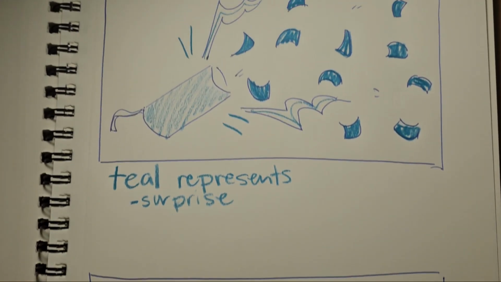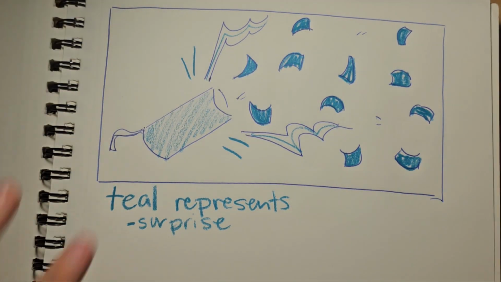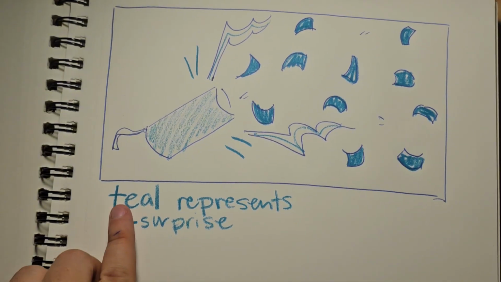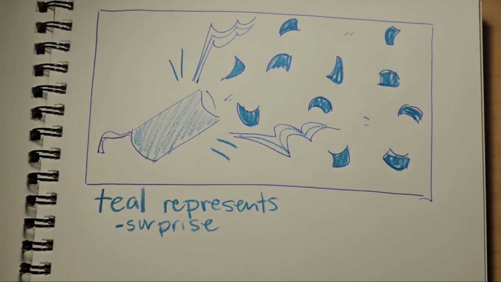But when you're all done, you should have 2 things that look like this in your sketchbook on the same page, saying what the color is and what it represents.